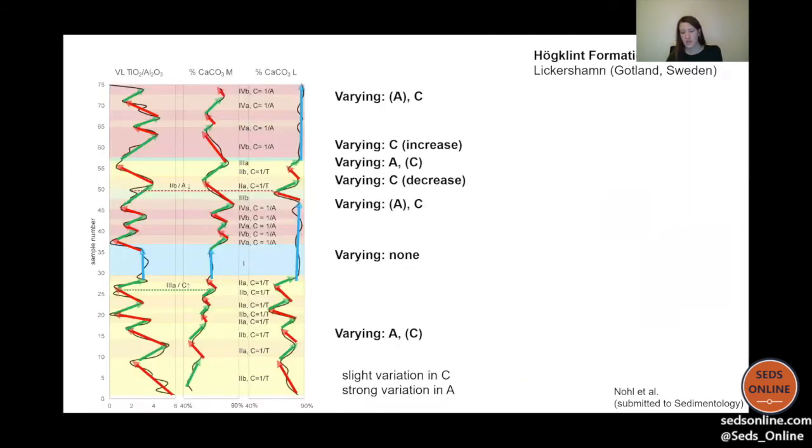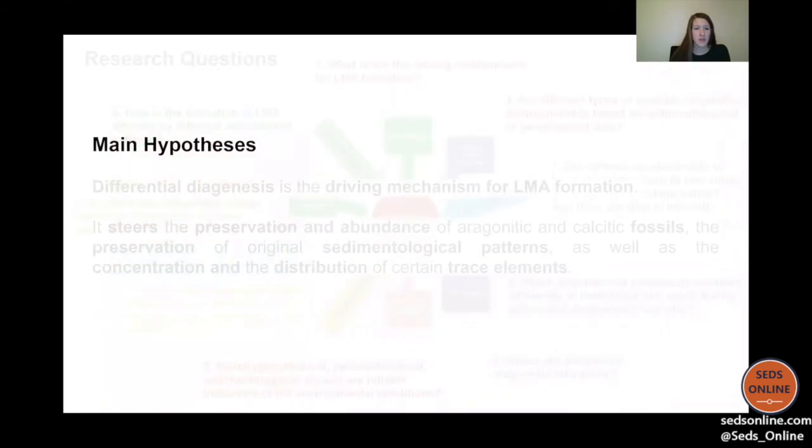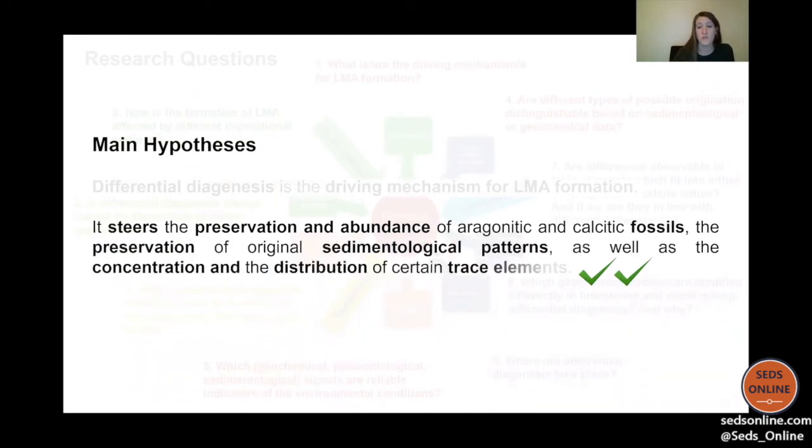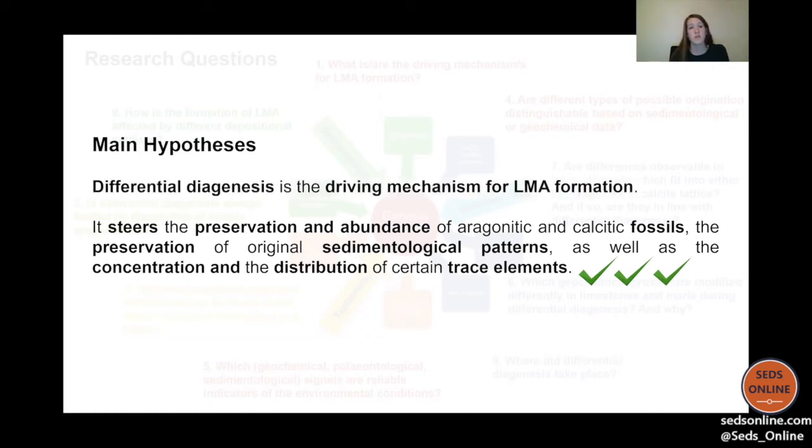So we looked at the pattern and the theoretical cases we formulated, and we can see several phases in this limestone-marl alternation. And the nicest one is this one in blue, where we see actually no variation in vector length, calcium carbonate content in marl, and carbonate content in limestone, which means we have a phase where there was no variation in the precursor sediment, and still several limestone-marl couplets formed during that time. So also the main hypothesis that it steers the concentration and distribution of certain trace elements is confirmed. And this means differential diagenesis is the driving mechanism for limestone-marl alternation formation.